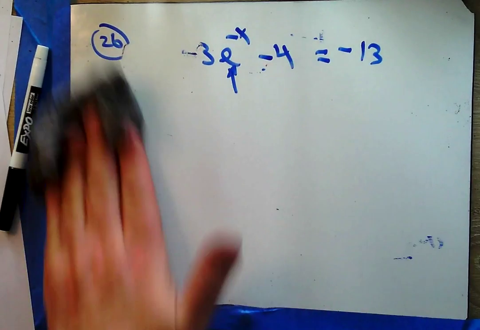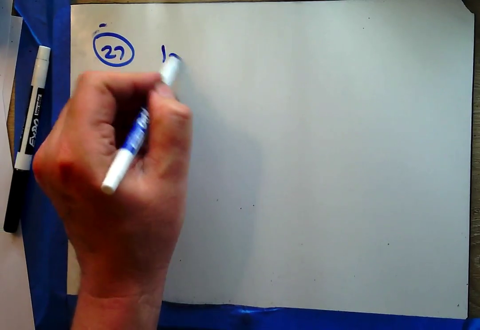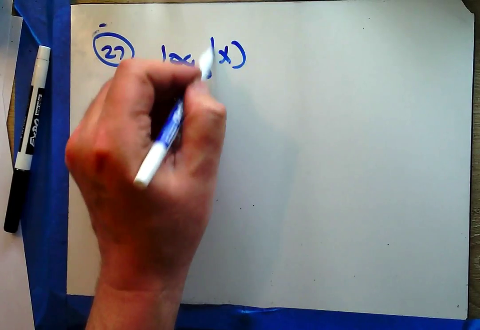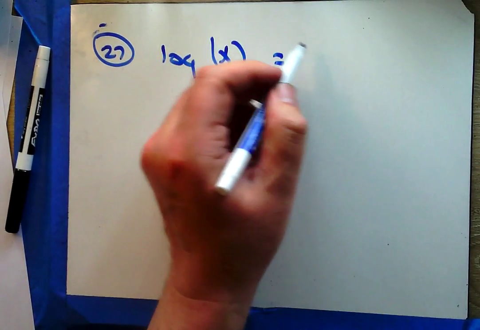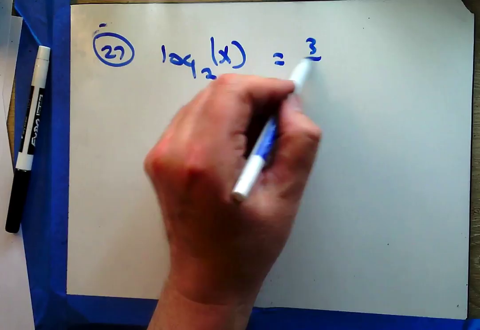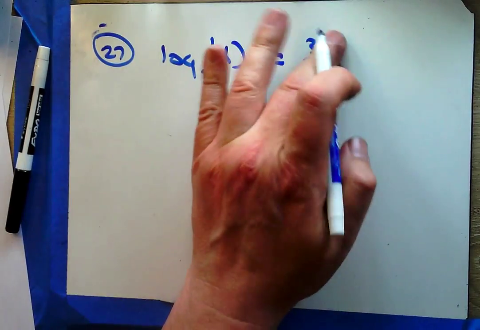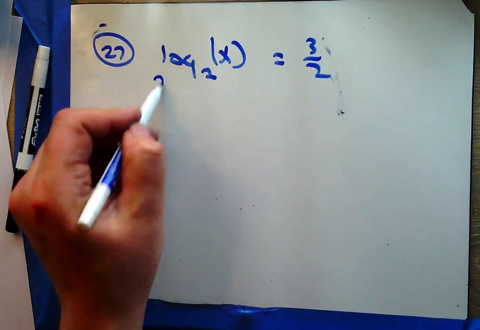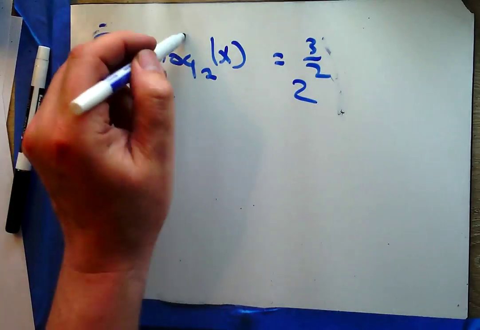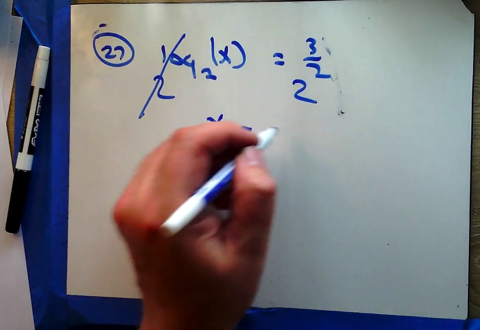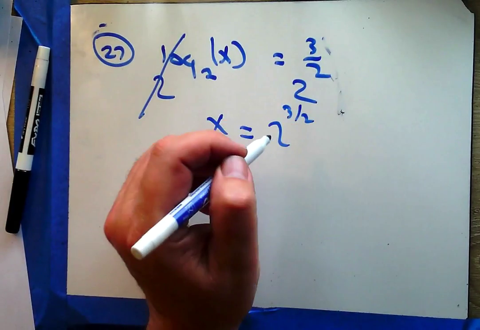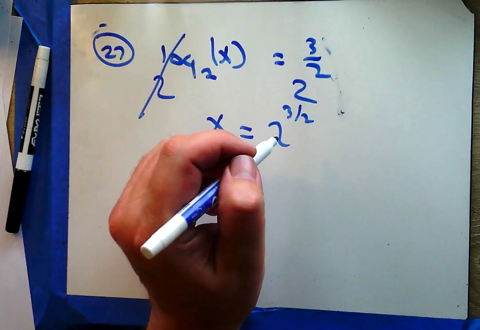So, how about 27? 27, ooh, it's a log equation. 27 says log base 2 of x equals 1.5. I'm going to go with 3/2. All right, so I need to exponentiate, and I get x equals 2 to the 3/2.